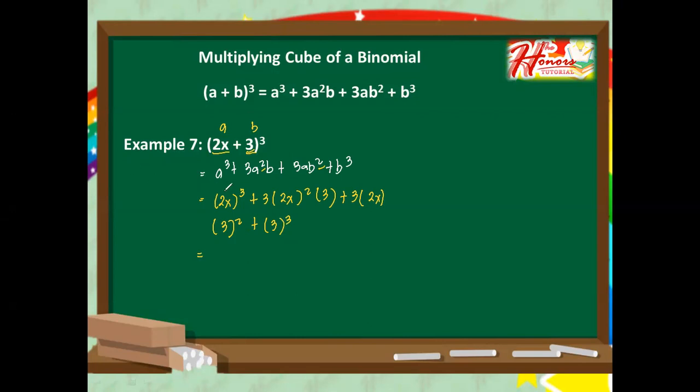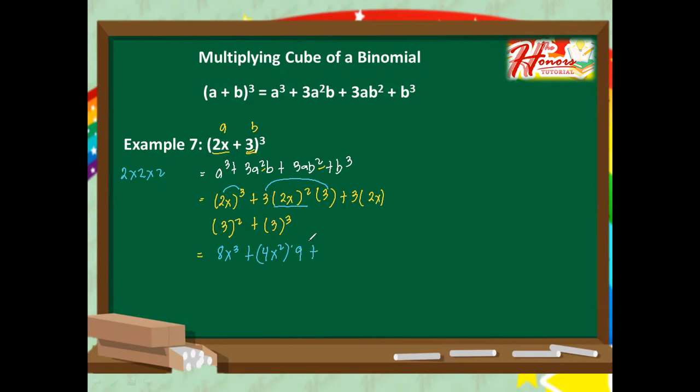2x cubed. So 2 raised to 3, it means that you have to multiply 2 three times to itself because the exponent is 3. So 2 times 2, 4 times 2, that's 8. And then x cubed. Next, plus simplify 2x raised to 2. So 2 raised to 2 is 4. X squared times 3 times 3, that's 9.